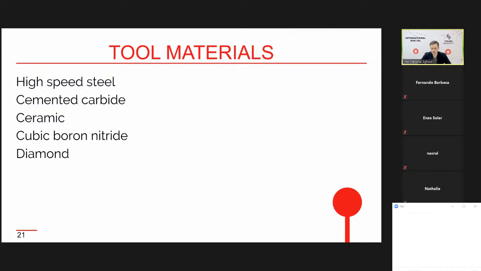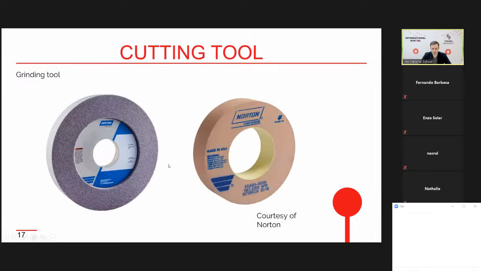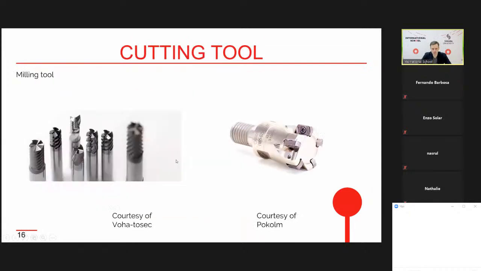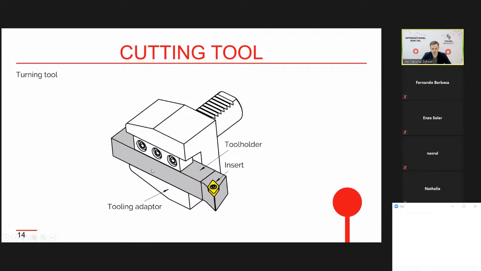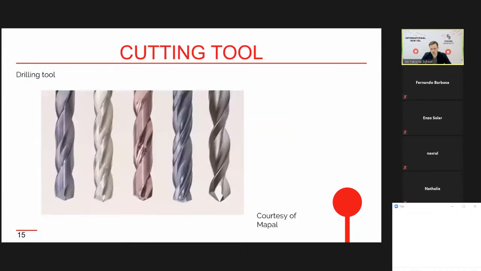For example, inserts for end mills, for turning processes that you saw on some previous pictures are made from cemented carbides. For example, all these end mills are made from cemented carbides. This insert is made of cemented carbides. Drills are usually made of cemented carbides, and so on.